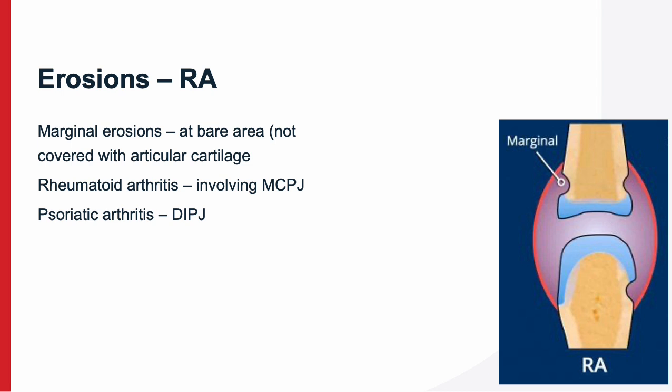So the first one are erosions associated with RA. So these are marginal erosions occurring at that bare area. That's that area we described where your cartilage finishes, your capsule inserts, and there's a little bit of bone exposed between those. In rheumatoid arthritis, classically involves the MCPJ. In psoriatic arthritis, it can involve DIPJ.